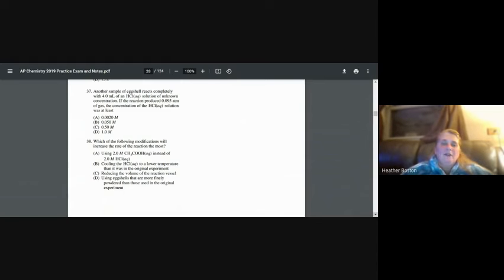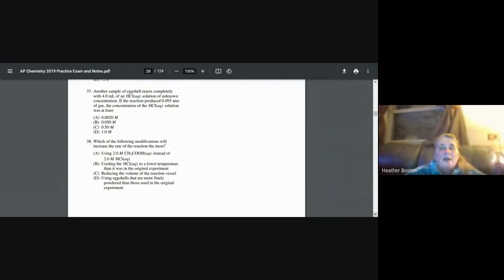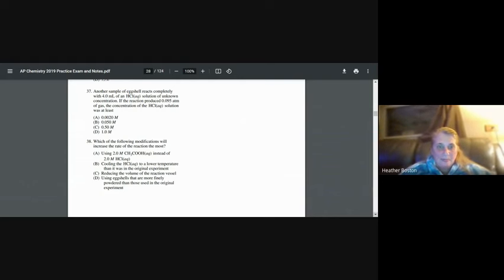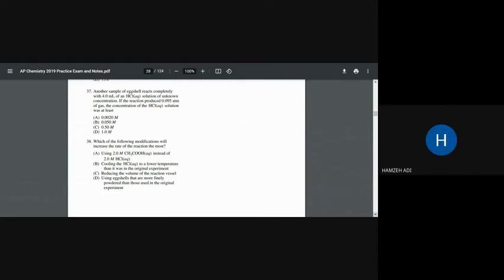Now 38 is reaction rates. If you remember the things that increase the reaction rate, and we did demos for this day too, is concentration, temperature, catalyst, and particle size. Can anybody see any of those that would increase the reaction rate? I said C.